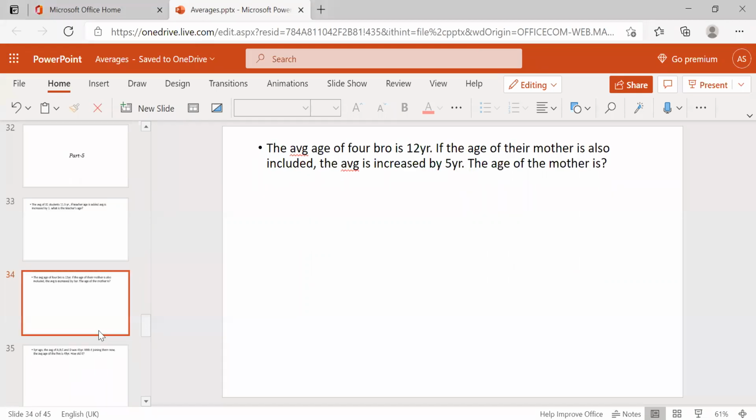We will solve fast now because I have many problems here. Okay. Now, the age of four brothers, actually, I just use a shortcut. Okay, the brother is 12 years. If the age of their mother is also included, the average increases by 5.